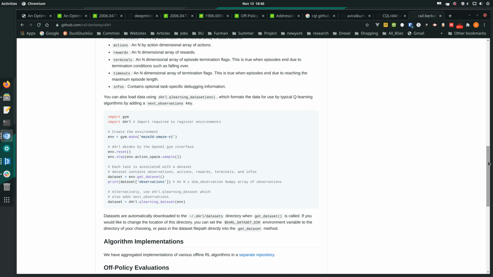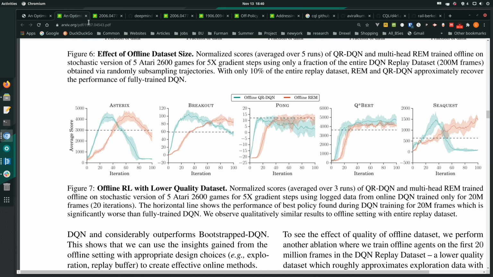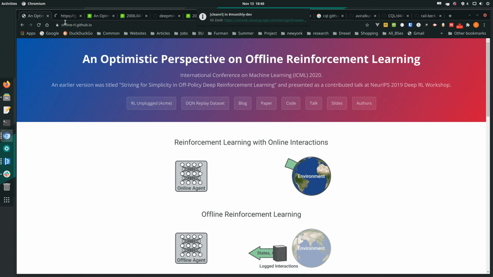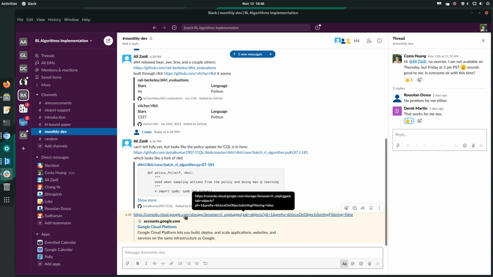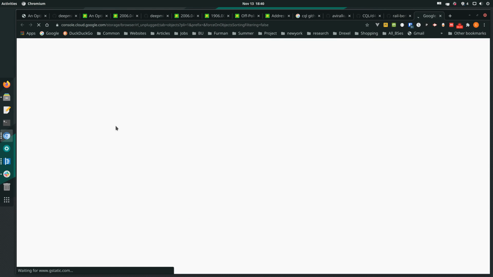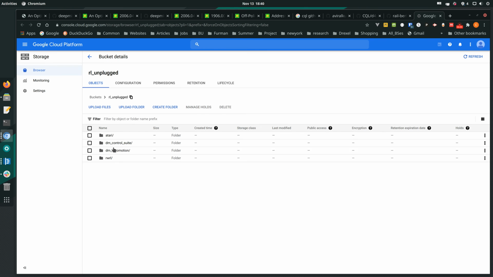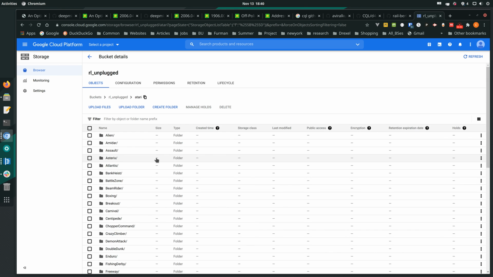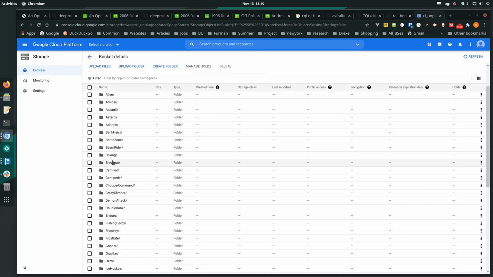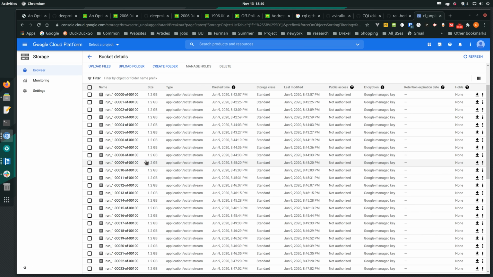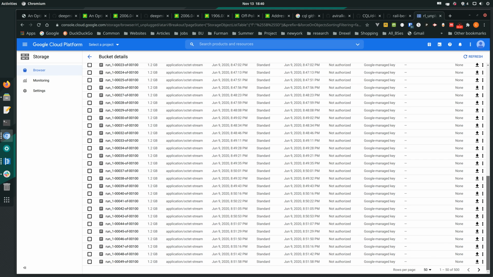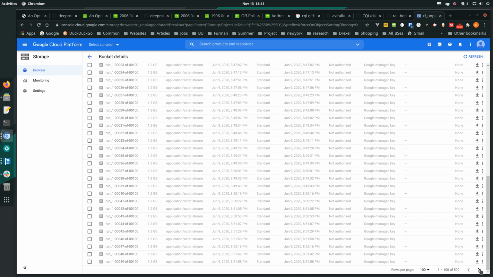The RL Unplugged paper, they put their data set in a Google Cloud storage bucket. Really? I didn't think it was much bigger, but it's Atari data, so lots of images. Oh, I see. I wonder how big these are. Yeah, 1.2 gigs and so on for 500 of them. Wow, quite a bit.